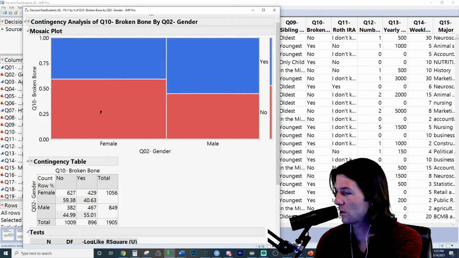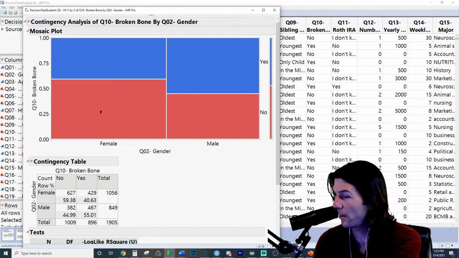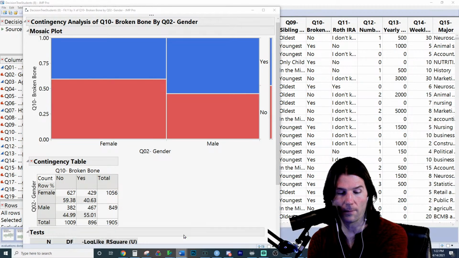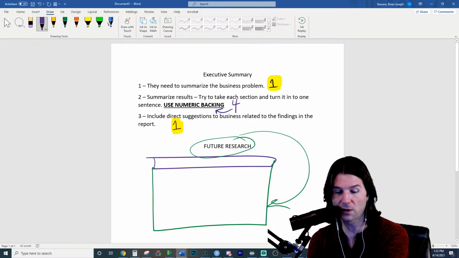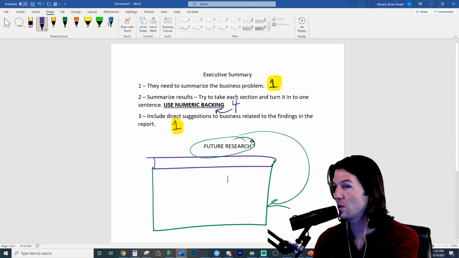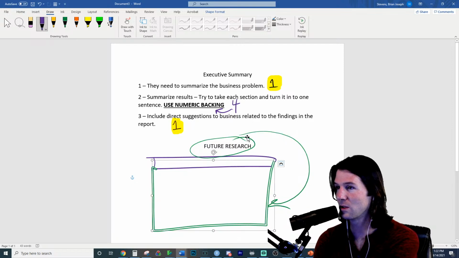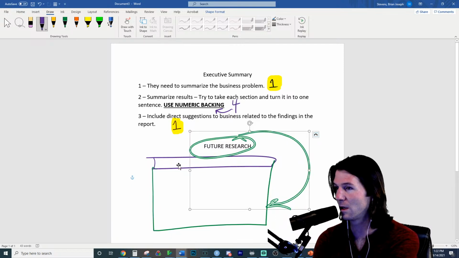In the executive summary and future research, do we have to mention every graph, or can we just copy paste? Don't copy paste the same thing. Future research needs to be its own thing. Future research should focus on what? Not the numeric bracket portion, and not on future research itself. Future research is going to be its own unique thing.